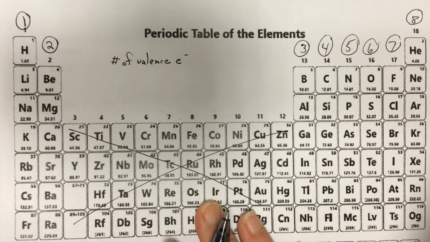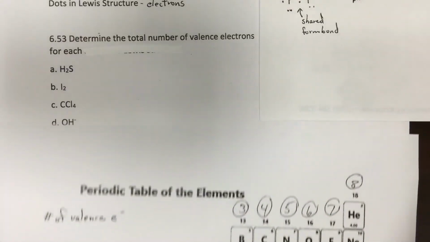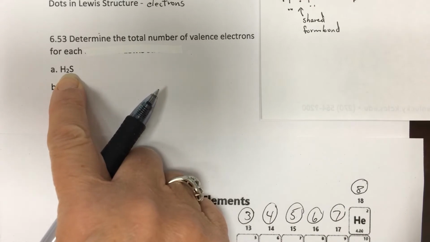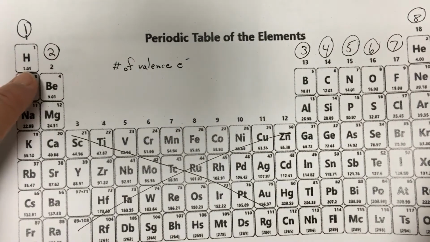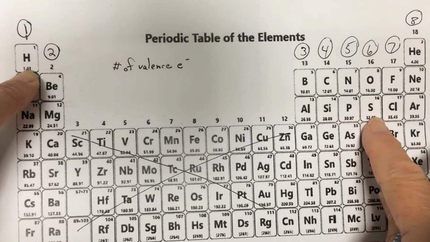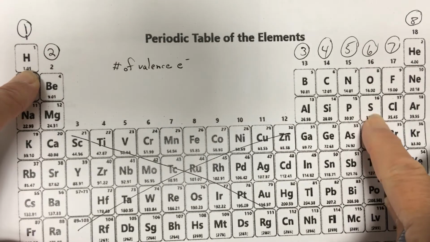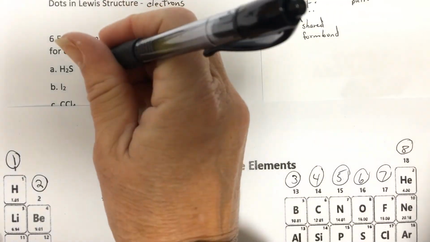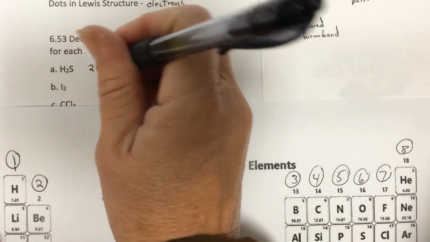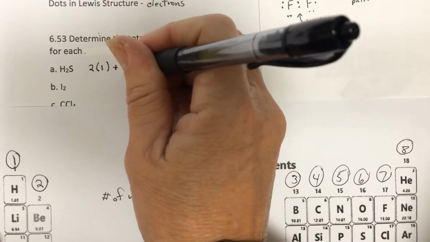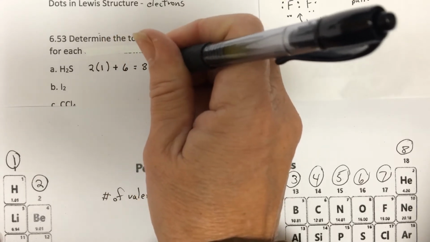Okay. So our first example is this compound here. It's got 2 hydrogens and 1 sulfur. So we're going to count up our valence electrons. We'll see that hydrogen is in the first row, so it has 1 valence electron. And sulfur is here. It's got 6 valence electrons. Okay. So we have 2 hydrogens. Each one has 1 electron. And then we have sulfur, and we said sulfur had 6 electrons. That gives us 8 electrons.